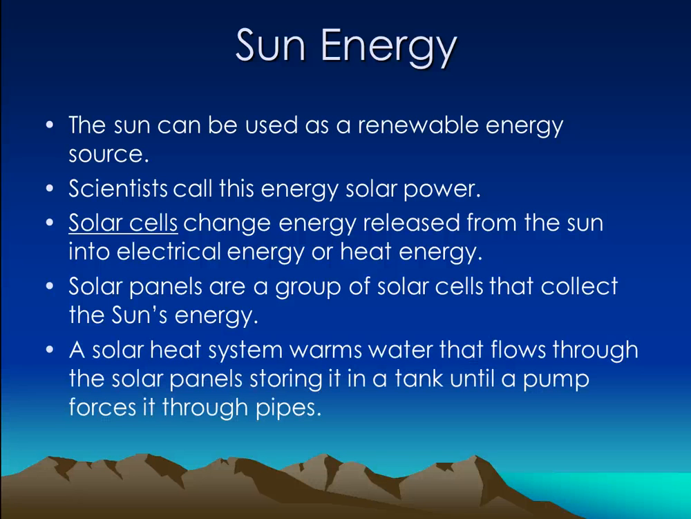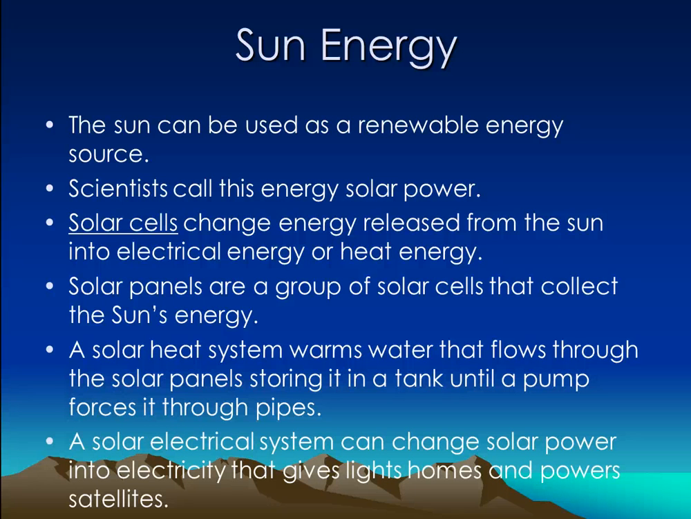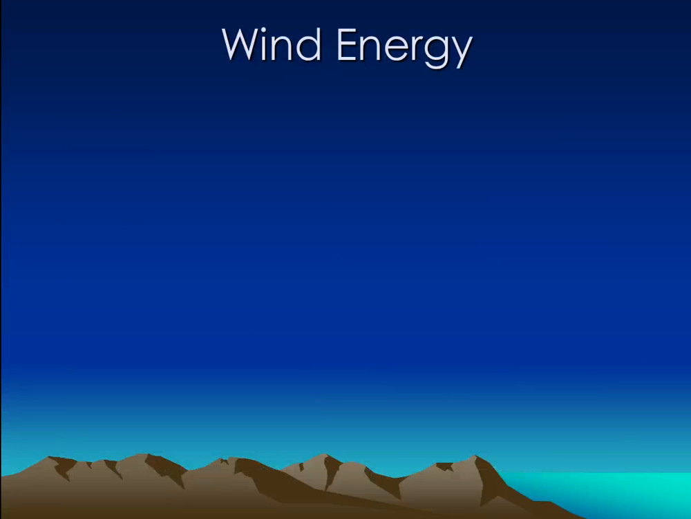A solar heat system warms water that flows through the solar panels, storing it in a tank until a pump forces it through pipes. Some humans have solar panels on their house. The solar cells on those panels collect the sunlight and convert it into energy that can be used to heat water in their house. A solar electrical system can change solar power into electricity that gives power to lights, homes, and satellites. So some use it for heating water, others use it for their entire electricity in their homes. So sun energy does have some uses.